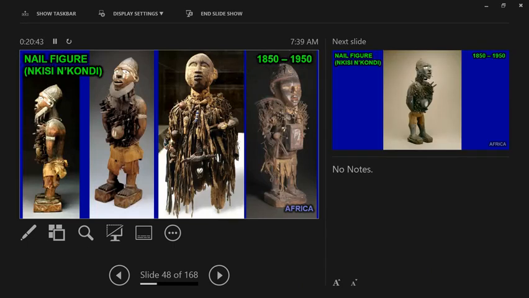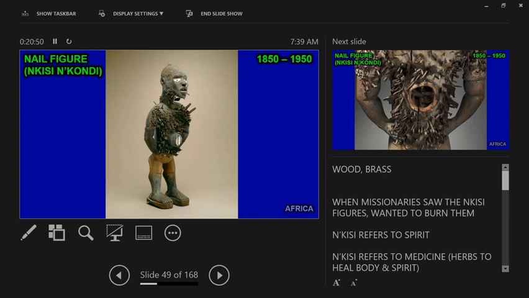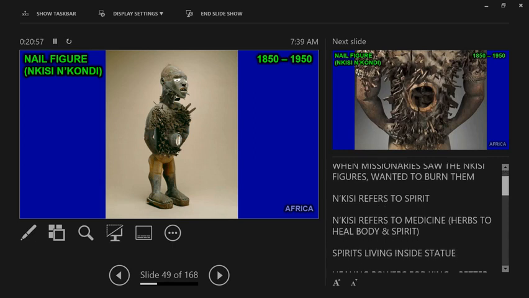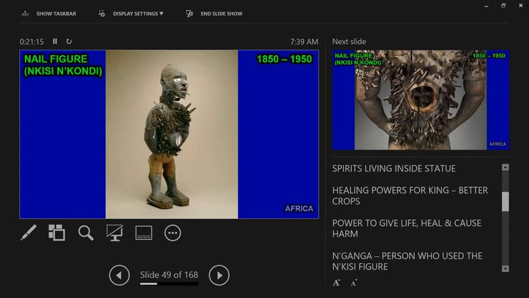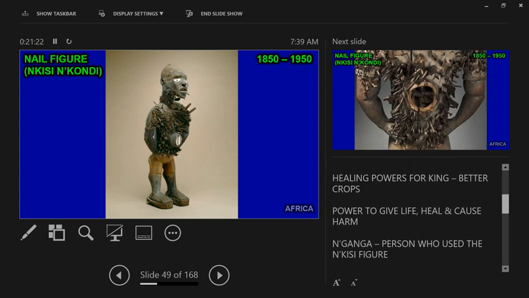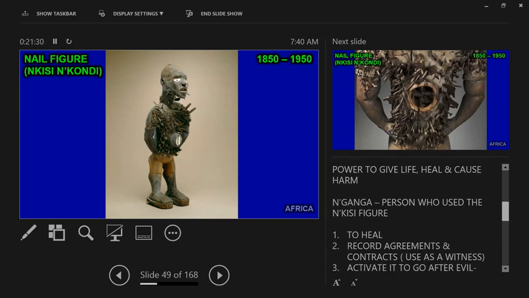Here are some different variations of the nail figure. These are made out of wood and brass. When missionaries saw the Nikisi figures, they wanted to burn them. Nikisi refers to spirit, and Nikisi also refers to medicine. There are herbs, and herbs are used in the ritual that this is used in to heal the body and the spirit. There are spirits living inside the statue, and they incorporate healing powers for the king and better crops. These have the power to give life and heal, but they also have the power to cause harm.